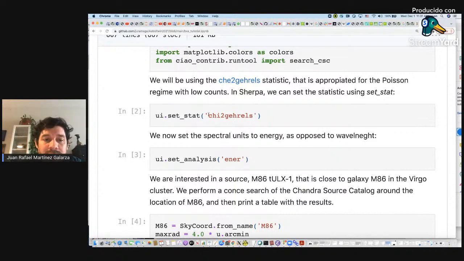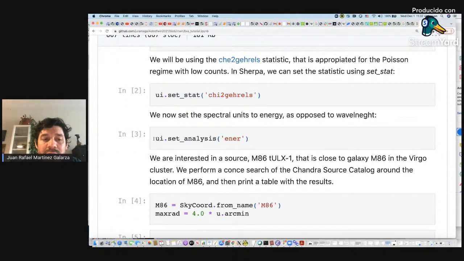We're going to use a statistic. It's called the chi-squared Gehrels. And this chi-square is basically appropriate for a Poisson model, but when the counts are very low. So when we have very low counts, this is a statistic that is suitable. And this directly relates to a particular likelihood. So we're kind of assuming a Gaussian likelihood because it's a chi-square, but we're assuming it in the very extreme case where we have very low counts. We're only detecting a few photons, okay?